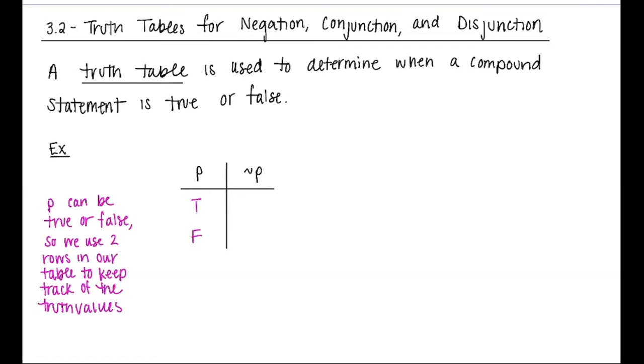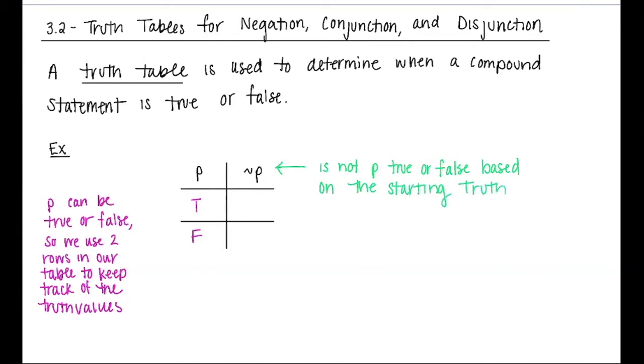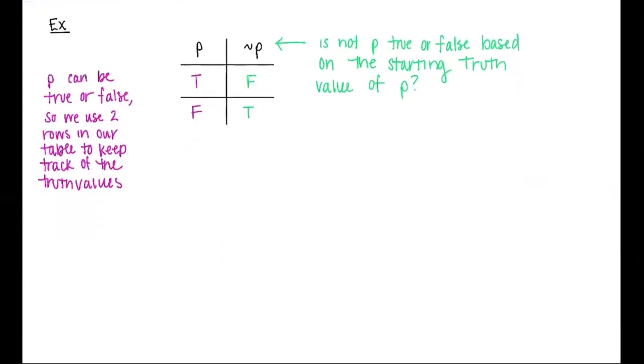What this end column is then asking is, is not P now true or false, based on the starting truth value of P. Okay, so if P starts out as true, its negation would turn to false. If P starts out as false, its negation would turn it to a true statement. So this end gives you every possibility of combinations of truth values. If I start out with true, after combining all this stuff, my end statement would be false. If P starts out as false, its end statement is going to be true. So negation flips those truth values.